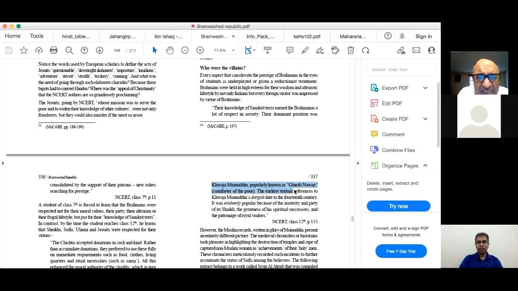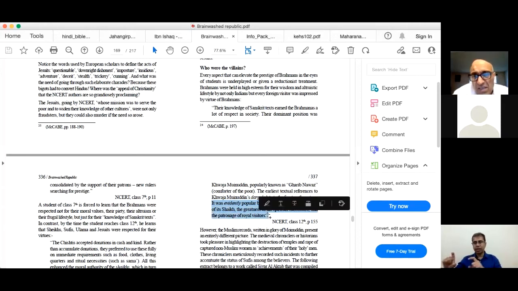The earliest textual reference to Khwaja Moinuddin Dargah date to 14th century. It was evidently popular because of the austerity and piety of its sheikh, the greatness of his spiritual successors, and the patronage of royal visitors. Now that will give you the contrast.